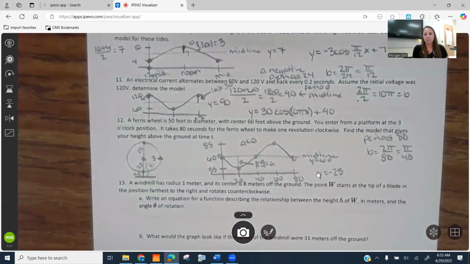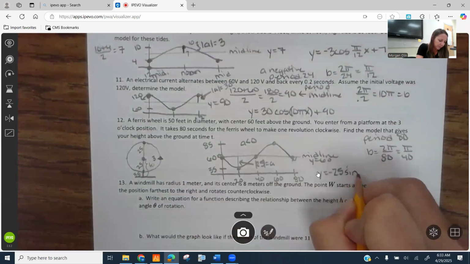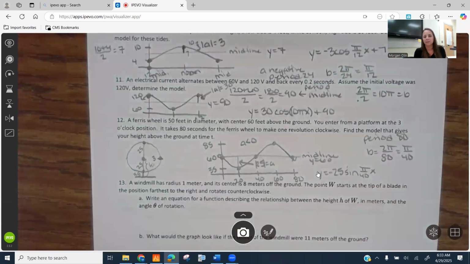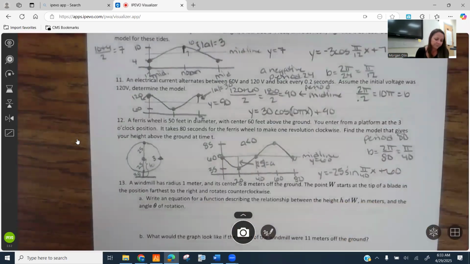And is this sine or cosine? It's sine because it starts on our midline. Now we found our b to be pi over 40, and I'm going to put x. Sometimes they put theta instead of x. It's just kind of up to you. All right, and then my midline plus 60, like that.